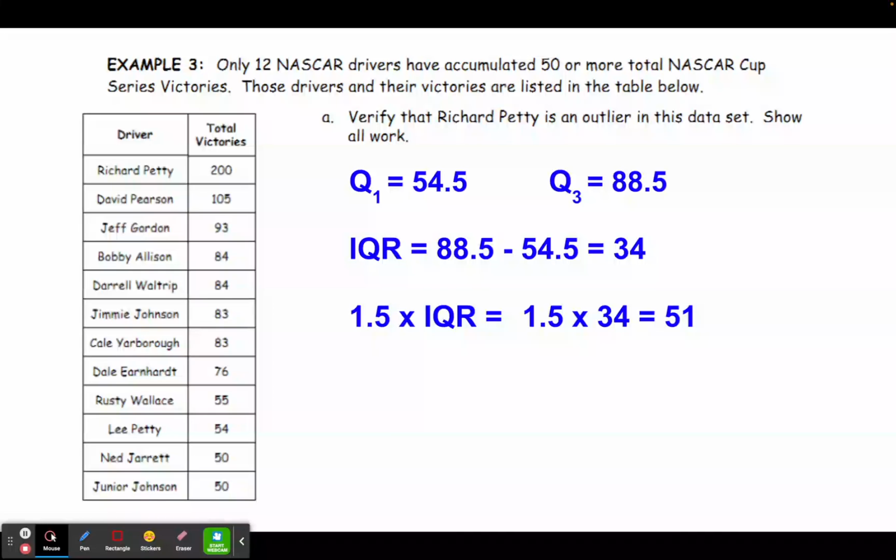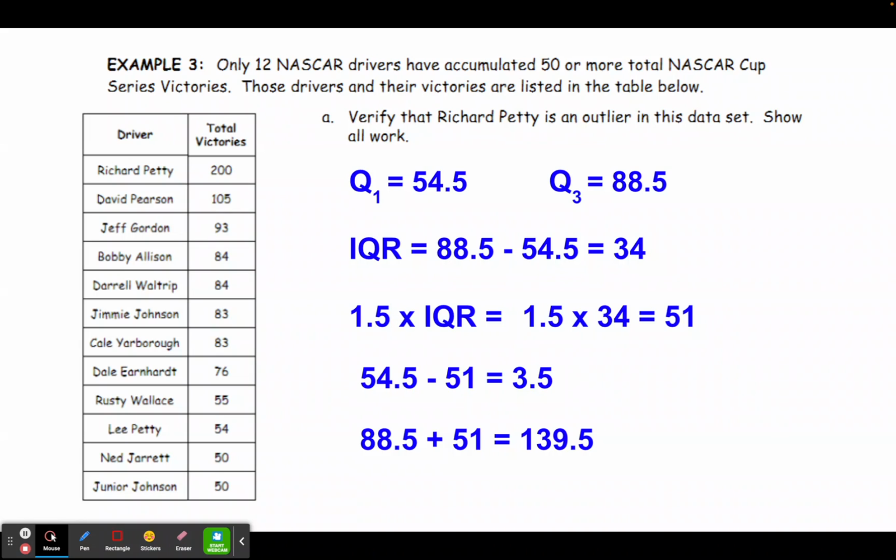Now 51 is the distance that we can go out from each of our quartiles and have something not be an outlier. So we want to go down by 51 from Q3, and I'll show you this in just a second. And I want to go up by 51 from Q3. I'm sorry, I think I said Q3, but this is Q1. So go down by 51 from Q1, go up from Q3 by 51. So I'll show you those steps. So 54.5 minus 51 means that we can go all the way down to 3.5. And then 88.5 plus 51 means we can go up to 139.5.